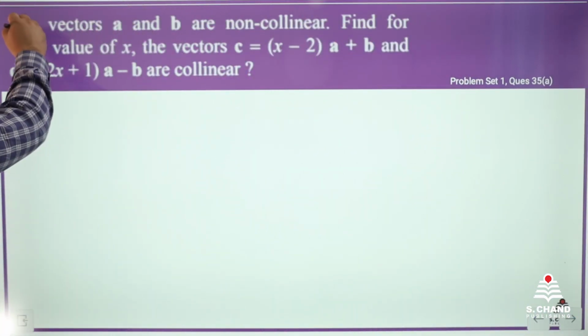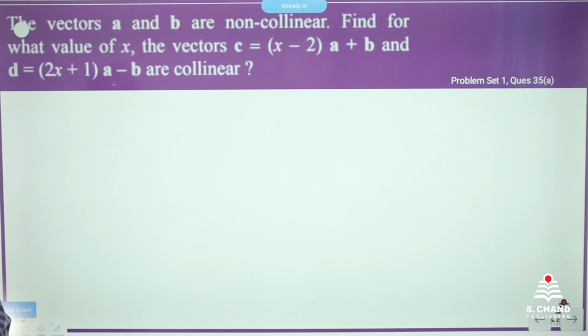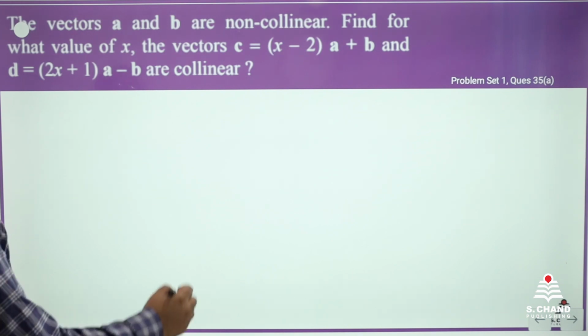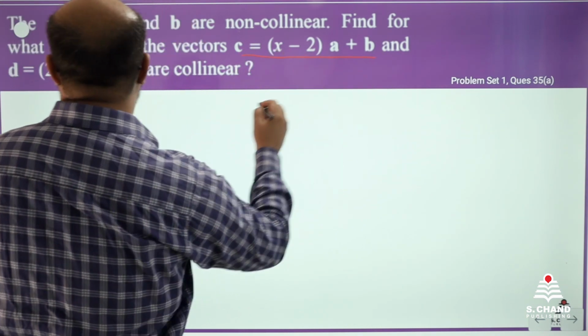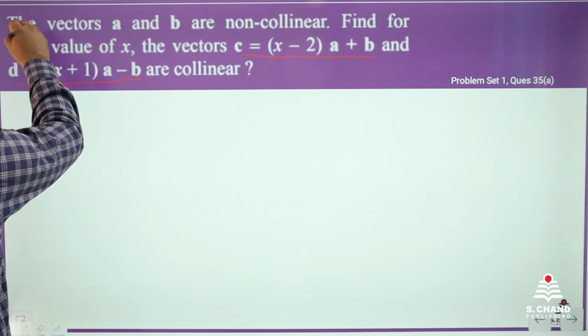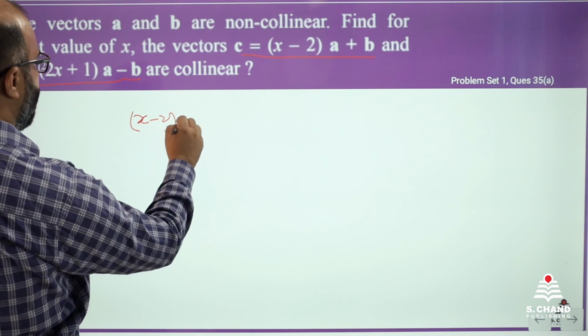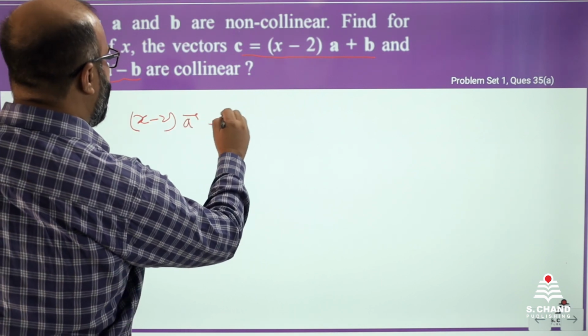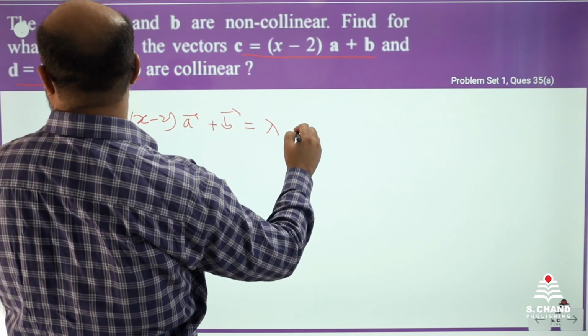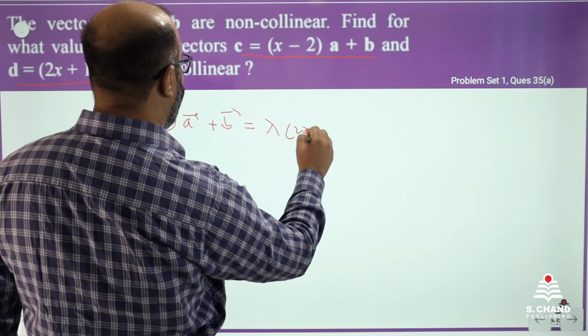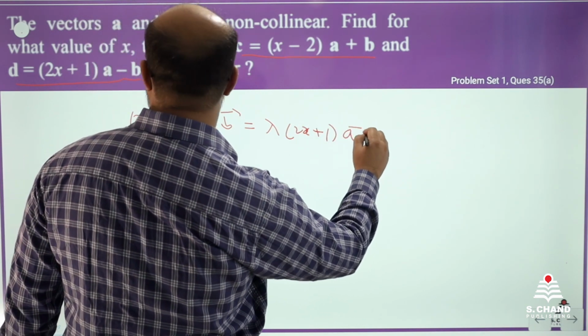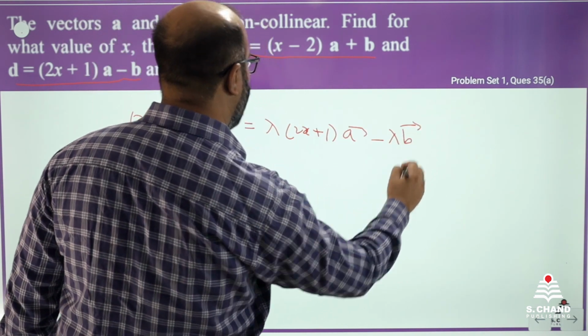The vectors a and b are non-collinear. Find for what values of x the vectors c and d are collinear. So if we have to find that these two vectors are collinear, do you remember what was the condition? That this vector (x minus 2)a plus b is equal to lambda times this vector d, which is (2x plus 1)a minus lambda b, like this.